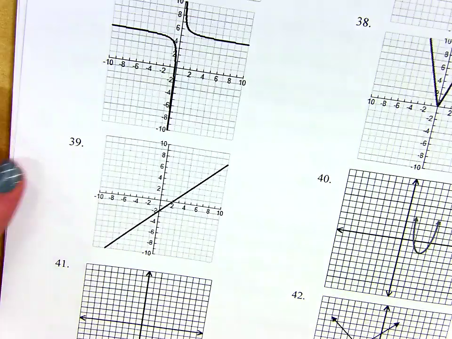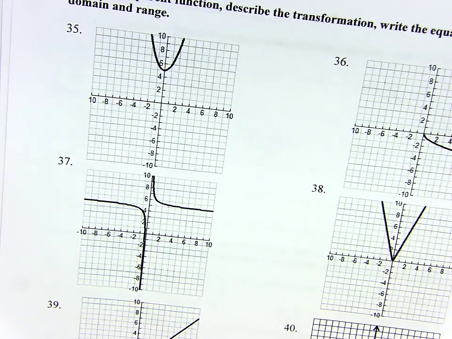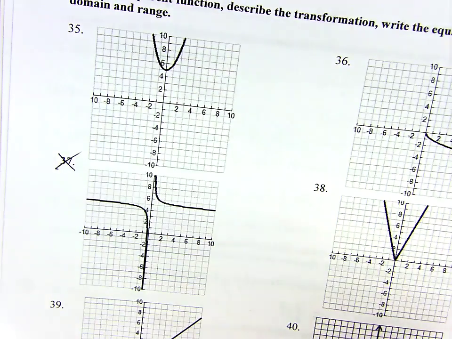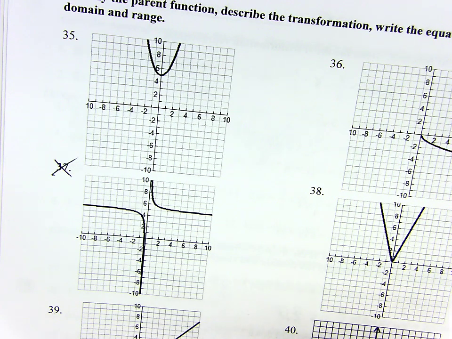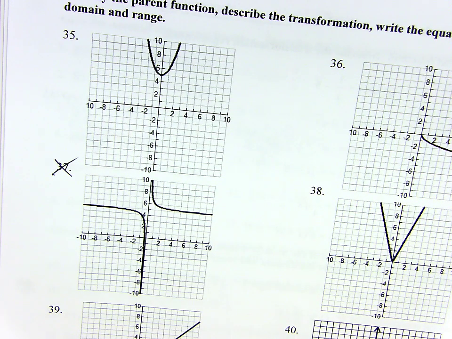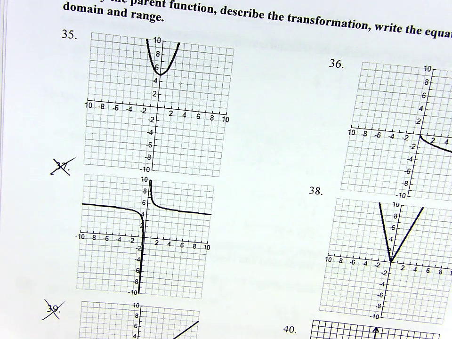Okay. On the back, you'll see that these are just pictures of graphs. And I want you to tell me what the equation would be. So we are going to cross off 37. I mean, you could do 39, but... So let's do one of them together. Anybody have a preference? Actually I want to do two of them together. Let's do 36.